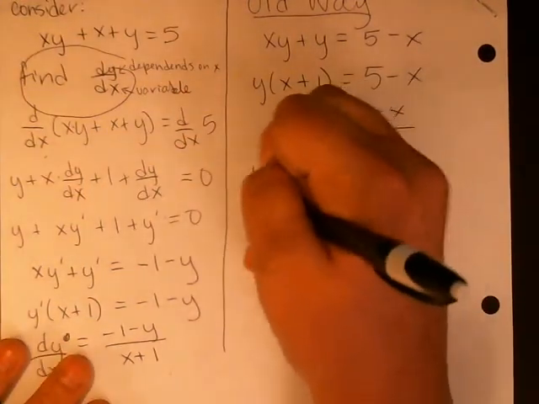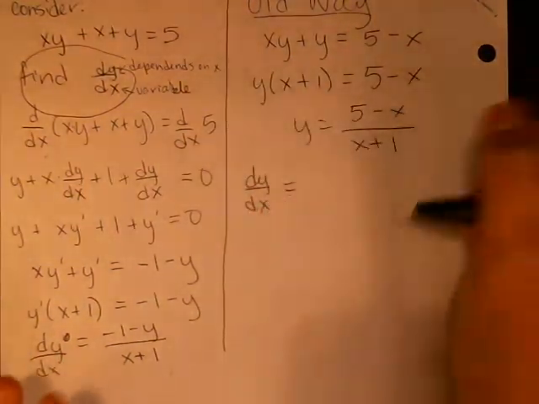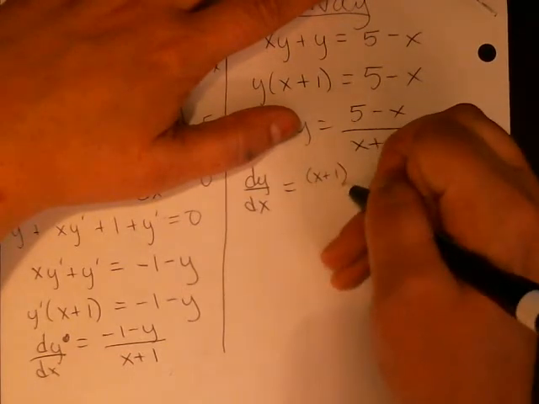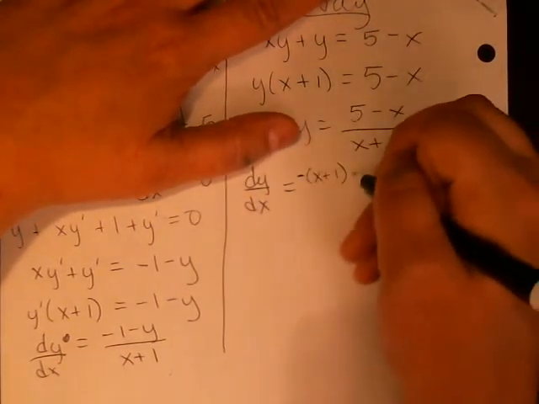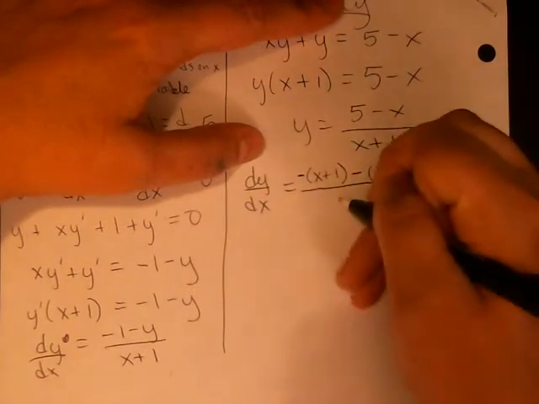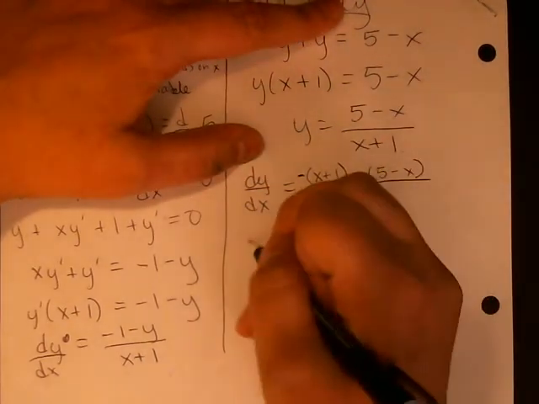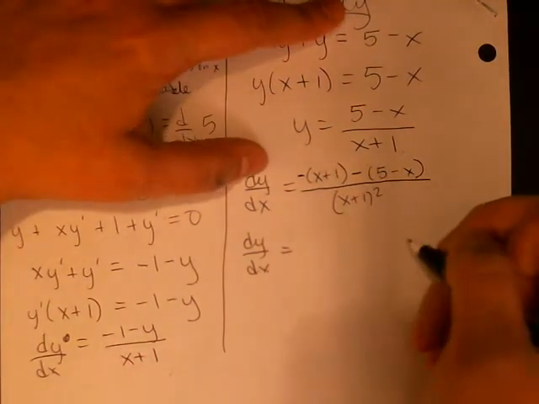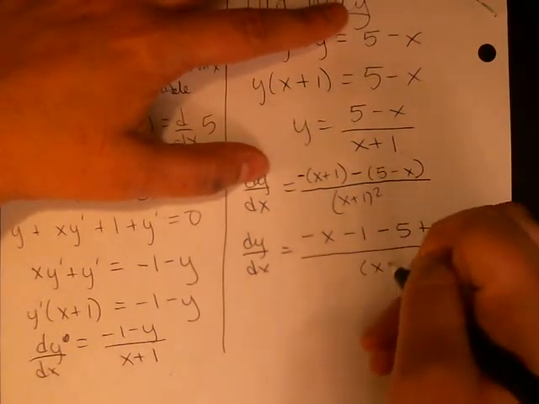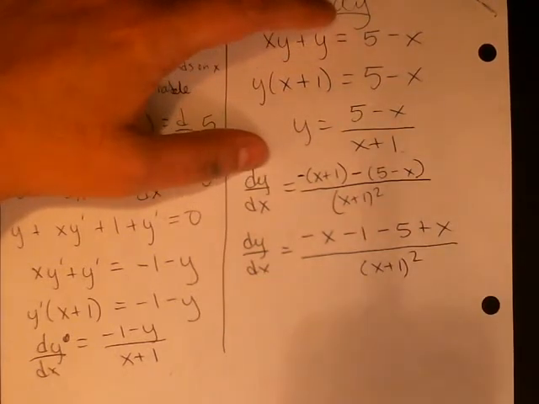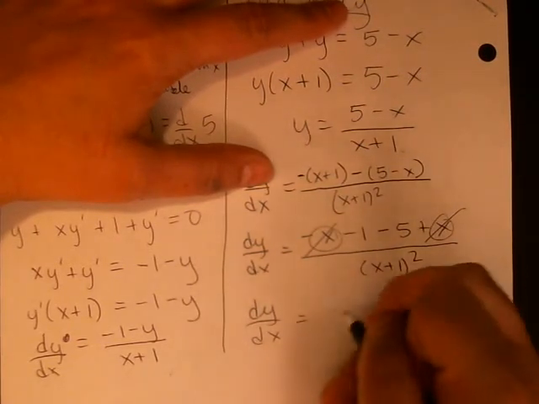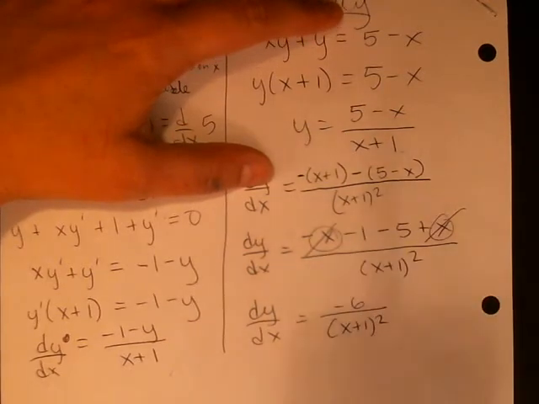So now, if I want dy/dx, I just go ahead. You really are taking the derivative of both sides, but it looks a little more boring when there's just a y here. And I apply my quotient rule. So I have the bottom times the derivative of the top, which is just a minus 1, so I'm just going to stick a minus out in front. Minus the top times the derivative of the bottom, which is just 1. And that's all over x plus 1 squared, which is going to give me negative x minus 1 minus 5 plus x over x plus 1 squared. And then the x's drop out, minus x plus x, and I get a negative 6 over x plus 1 squared.